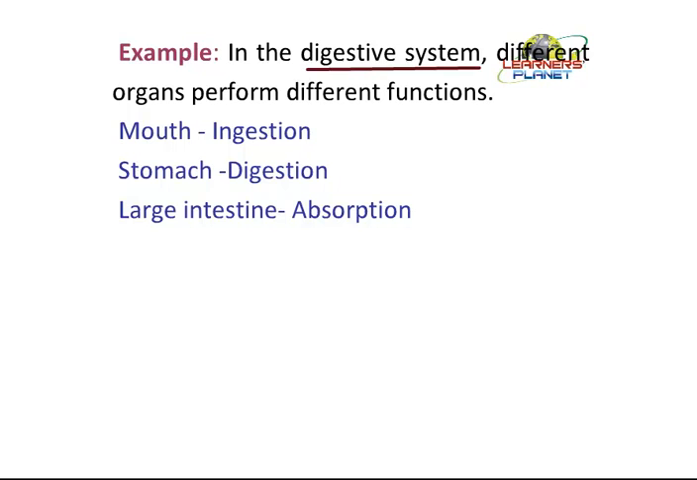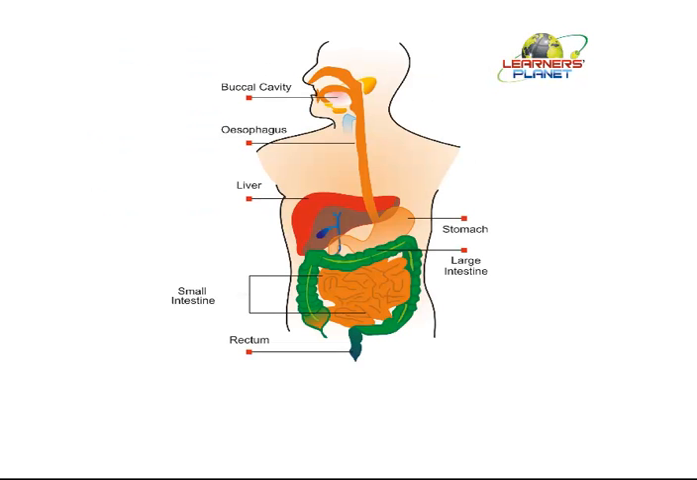An example is given here, that is the case of the digestive system. There are different organs like the mouth. What is the function of the mouth? That is ingestion. Then the stomach. What is the function of the stomach? It is digestion. Then the large intestine. What is the function? Absorption. We can be more clear by observing the structure of this digestive system. The labeling given here shows the organs: buccal cavity, esophagus, liver, stomach, large intestine, small intestine and the rectum.